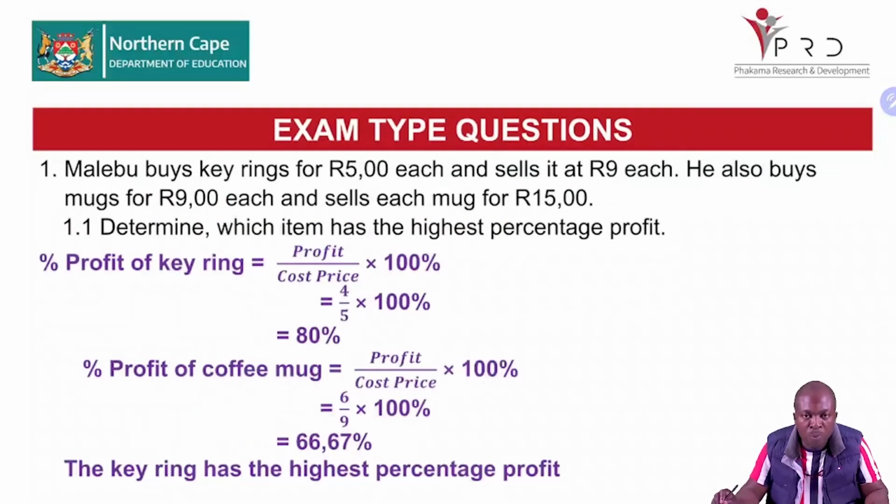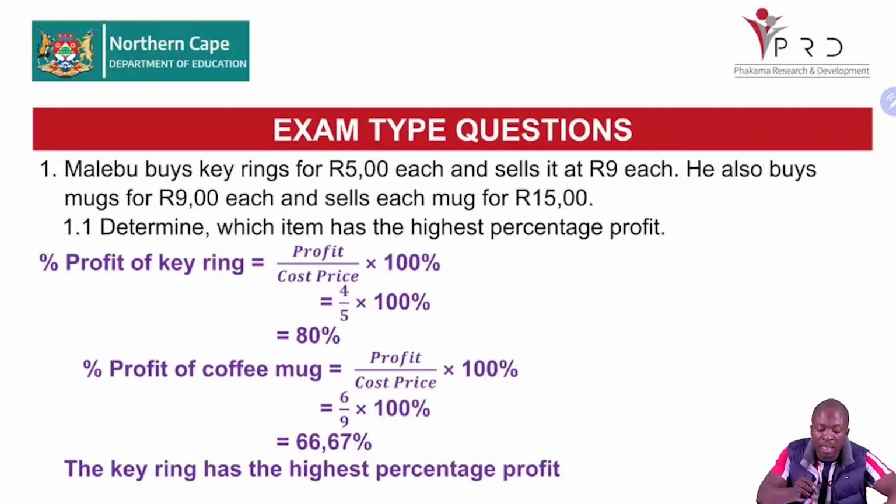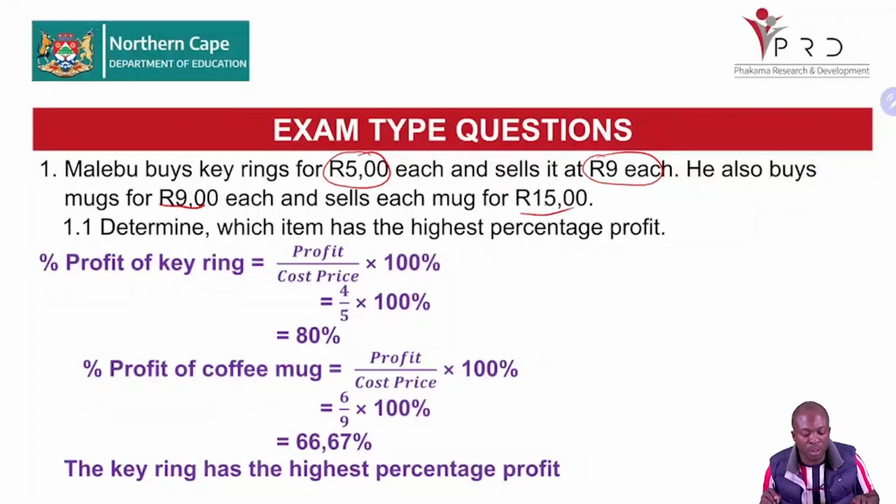How about now we go to some form of exam type questions. We have got question number 1. Malebu buys key rings for 5 Rand each, and then she sells them for 9 Rand. Please don't forget. She buys them for 5 Rand, sells them for 9 Rand. He also buys mugs for 9 Rand and then sells them for 15 Rand. So my first question to you is, determine which item has the highest percentage profit.